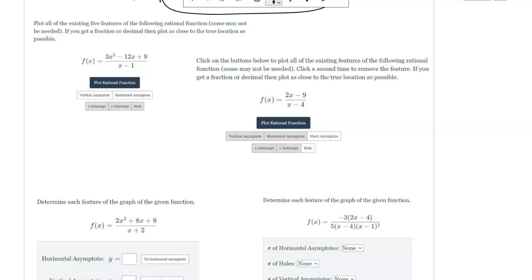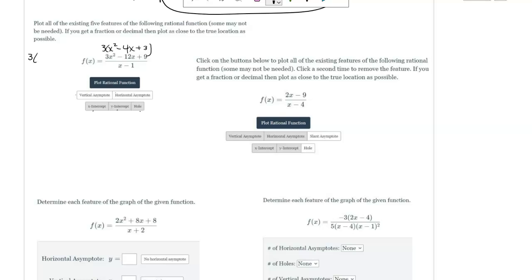Some may not be needed, obviously, if there isn't a hole or if there isn't a horizontal asymptote, we wouldn't be using that. So they're asking us to find the vertical asymptote, the horizontal asymptote, a hole if it's there, a y-intercept and an x-intercept, or more than one if there is. I would suggest factoring these first, because that's going to help me.